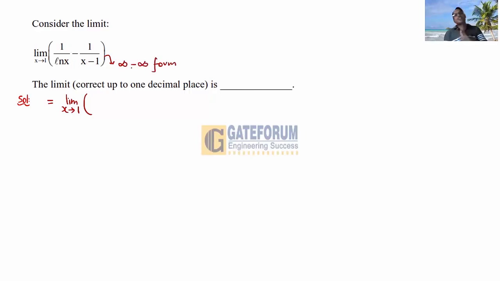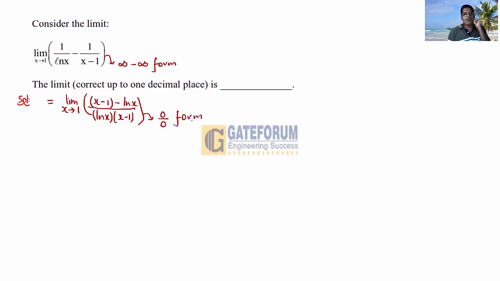So try to convert it into 0 by 0 or infinity by infinity by cross multiplying, that is taking the LCM here. I can write it as x minus 1 minus log x, natural logarithm x, over log x into x minus 1. Now if you put direct substitution x equal to 1, the numerator is 0 minus log 1, which is 0, and the denominator is log 1, 0, into any finite number, 0. So this is finally 0 by 0 form.